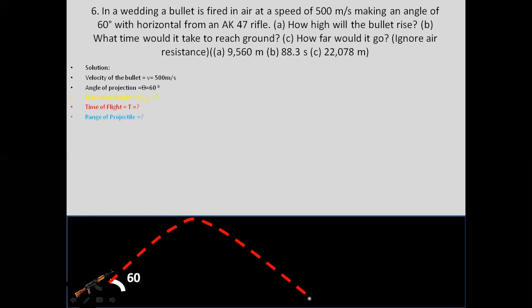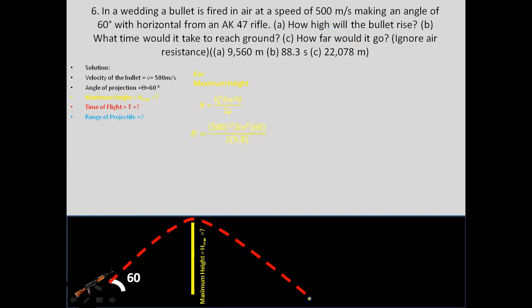So we have to calculate three things: the maximum height, which is h maximum, the time of flight, which is t, and the range of the projectile also. So the maximum height we have to calculate first. Let's calculate the maximum height. For maximum height, we have the formula: h is equal to v naught squared sine squared theta divided by 2g.